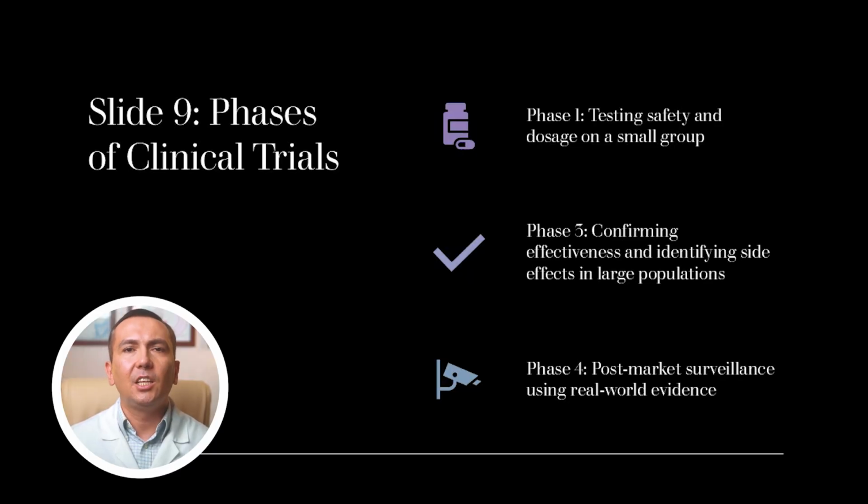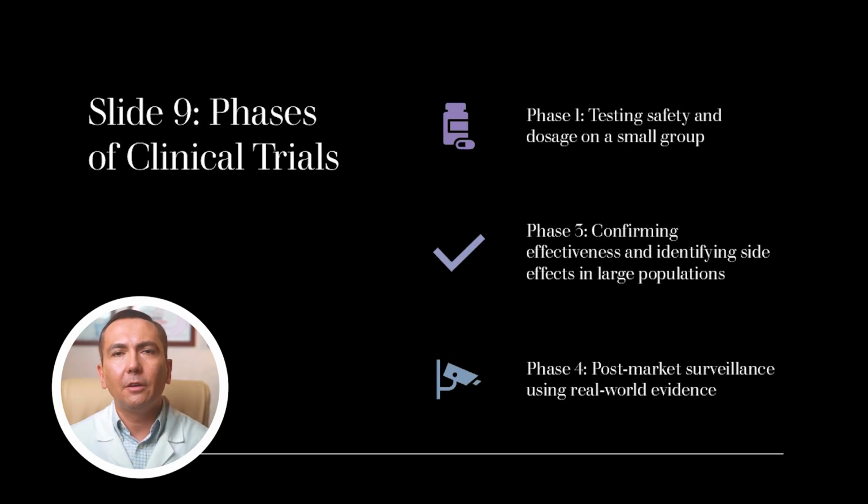Phases of clinical trials. Phase 1: testing safety and dosage on a small group. Phase 2: evaluating effectiveness in a larger group. Phase 3: confirming effectiveness and identifying side effects in a large population. Phase 4: post-market surveillance using real-world evidence.